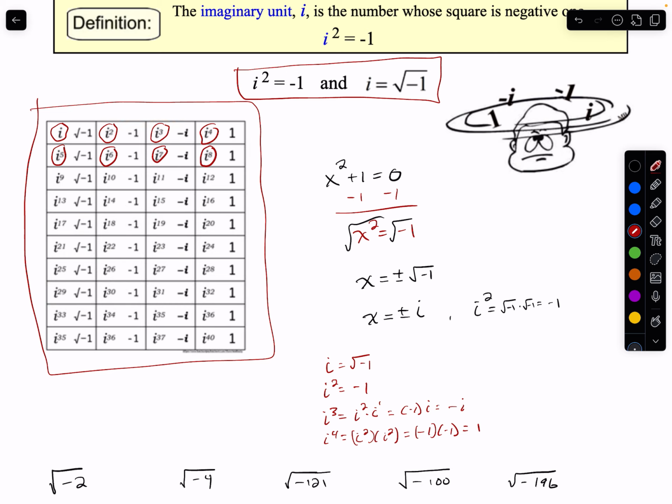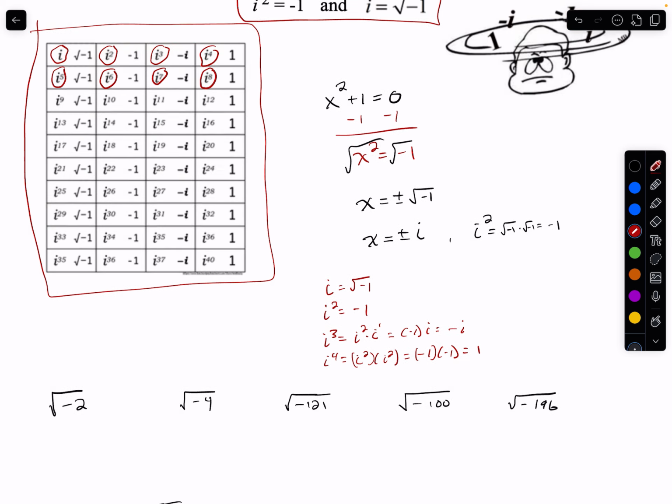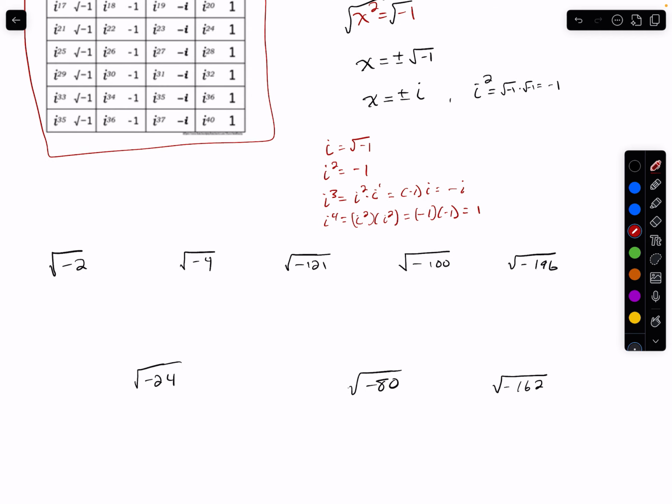Okay? So first, let's figure out how to convert to i. We have the square root of negative 2. So what I'm going to do here is pull this out into the square root of negative 1 times the square root of 2. What is the square root of negative 1? We now know that that's i. What do we know here? The square root of negative 4. Well, that's the square root of negative 1 times the square root of 4. The square root of negative 1 is i. The square root of 4 is 2, so I'd say 2i.